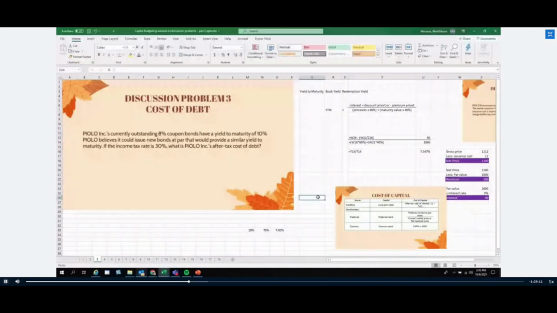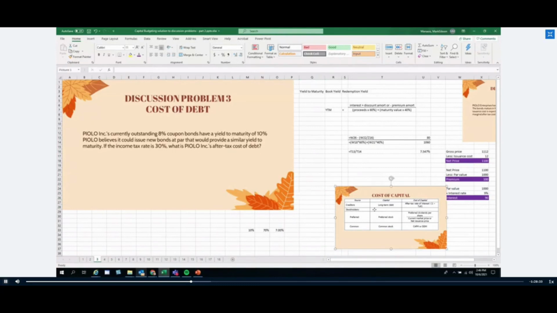So Piolo Incorporated's currently outstanding 8% coupon bonds have a yield to maturity of 10%. Piolo believes it could issue new bonds at par that would provide a similar yield to maturity. If the income tax rate is 30%, what is Piolo's after-tax cost of debt? What is Piolo Incorporated's after-tax cost of debt? It's not income, it's incorporated.